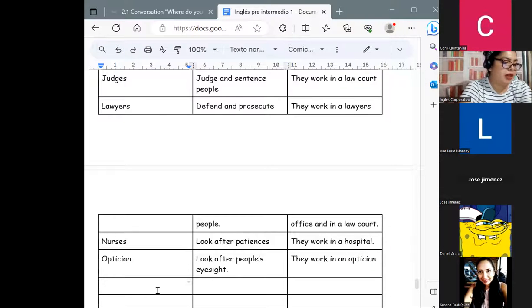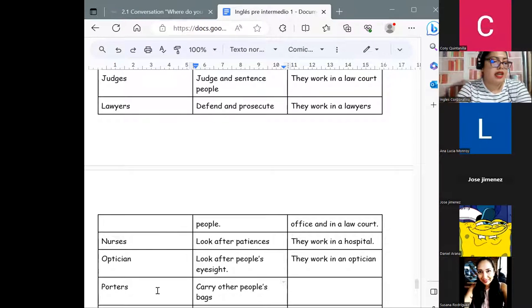Then we have the porters. In this case, they carry other people's bags and luggage, and they work in a hotel or train station.